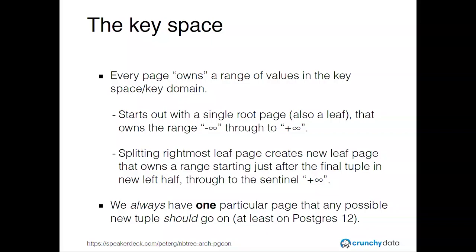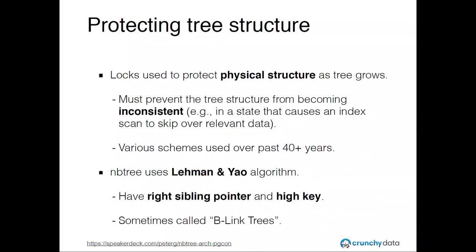So in general, we always have one particular page that any possible new tuple should go on, at least in Postgres 12, where some ambiguity about where things belong, if they're fully equal, was resolved. So there's a place for everything, and only one place for everything. We must protect the structure of the tree using low-level reader-writer locks, LWLocks, sometimes called latches in the literature. We need to prevent the structure from becoming inconsistent.